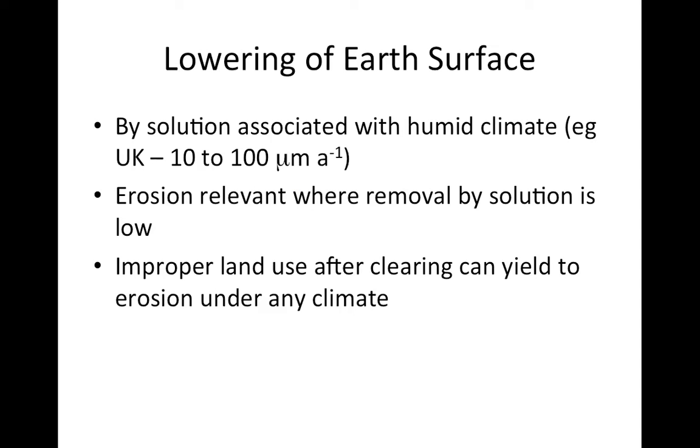So the lowering of the Earth's surface is generally caused by a number of factors. In humid climates, the mass lost in solution, for example, we can lose about 10 to 100 micrometers per year by the loss of materials in solution. That's a tiny amount, right? So erosion, the transport of material down the slope, is potentially going to be a much more relevant process, a much more quick process of losing material from the hill slope.